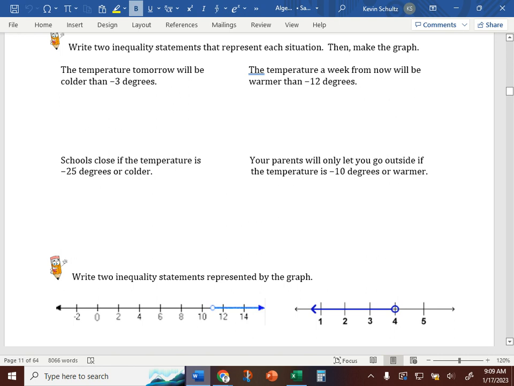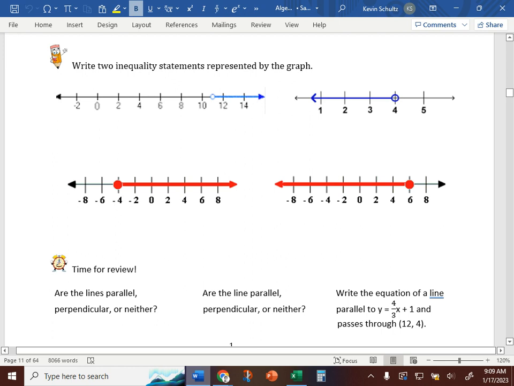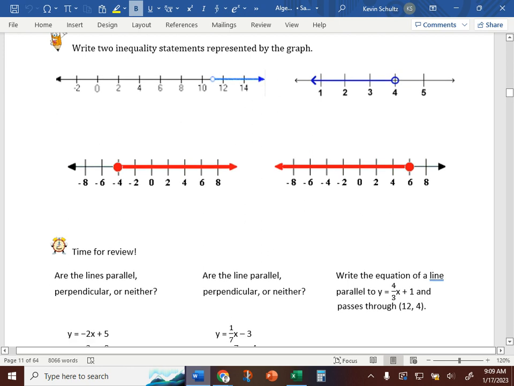Okay? So practice that. Same directions as the first page, right? Two inequality statements and then graph it. And then I've got some graphs given for you. You are to write two inequality statements represented by the graph. Pay attention to which direction it's pointing. Pay attention to open circle, closed circle, okay, because that affects which symbol you use.